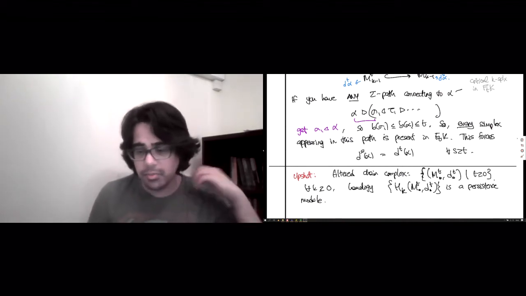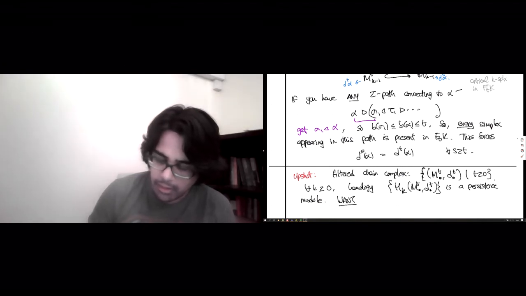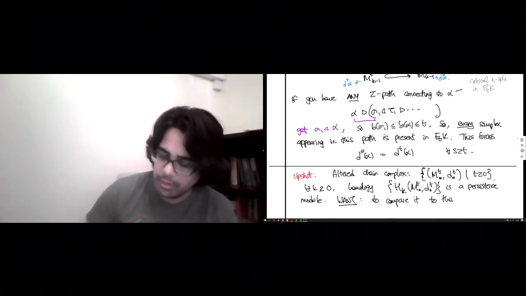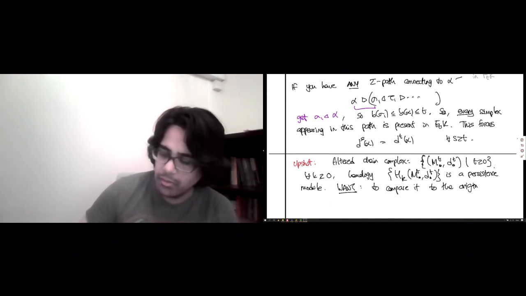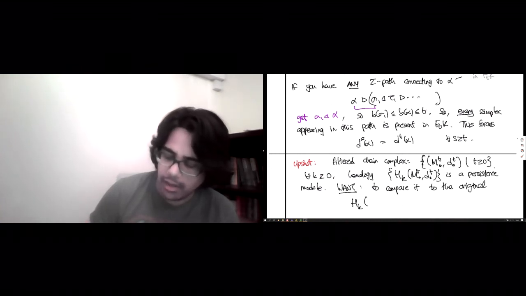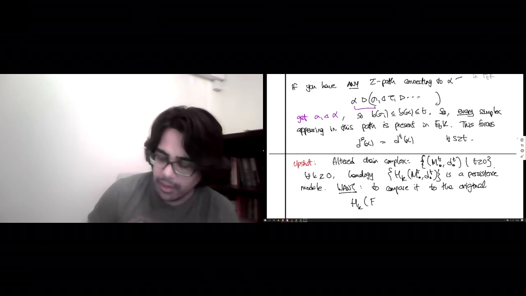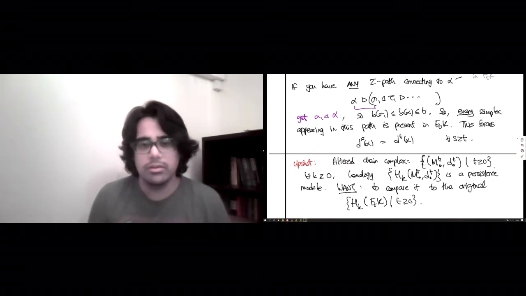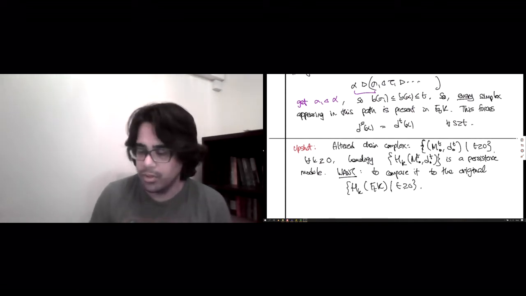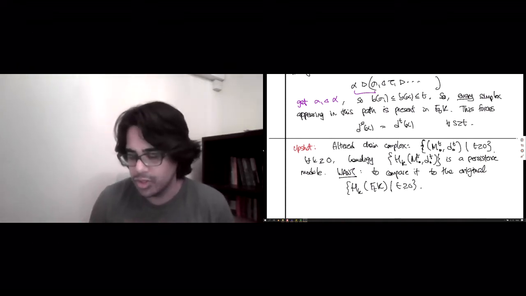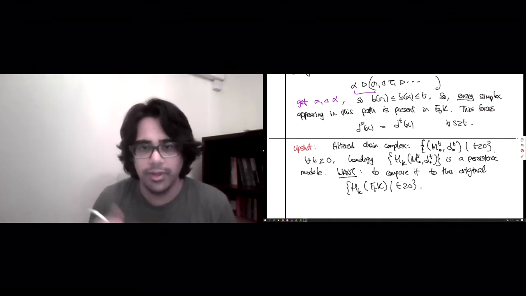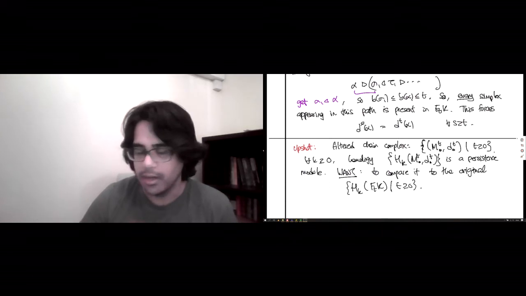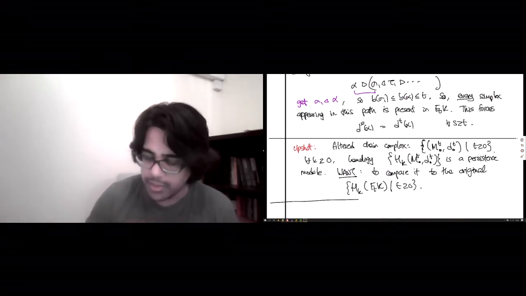And now when you have this persistence module, you want to compare it to the original persistence module, which would be Hk of FTK, right, this for all t bigger than 0. So that's what we want to compare. I mean, we've whittled down this giant filtered complex into a filtered Morse chain complex, which is called MT-DT here in the shorthand notation, and we want to compare the two persistence modules.